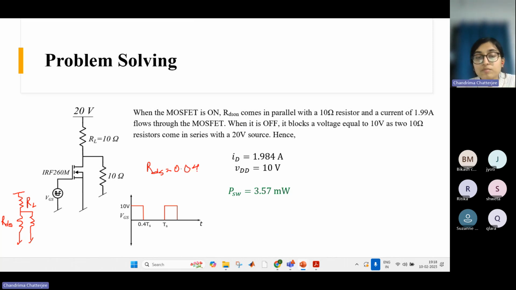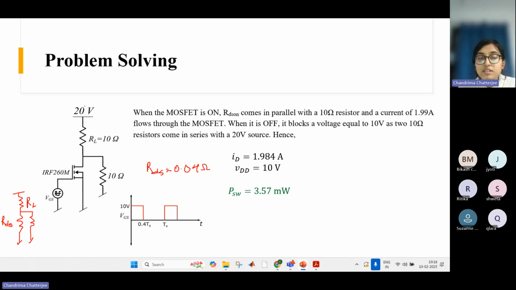0.04 ohm. That is the RDS on of the device. It is provided in the data sheet. I have seen it from the data sheet. So if you just solve this circuit, here there is a 10 ohm resistance, here it is 0.04 ohm, here it is 10 ohm. You will get the equivalent circuit.